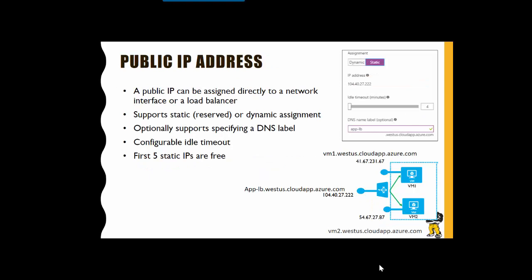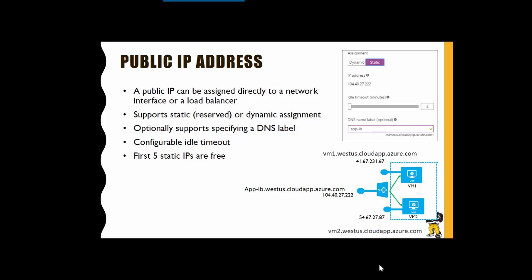Any Azure subscription obviously gives you public IP address functionality. A public IP address can be assigned directly to a network interface card or to a load balancer in front of it. It supports static and dynamic assignments, providing also an integration with a DNS label. Like in the example here, I'm deploying a typical Azure load balancer, providing a name called app load balancer.